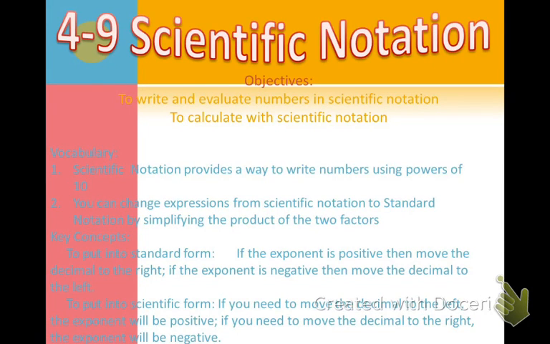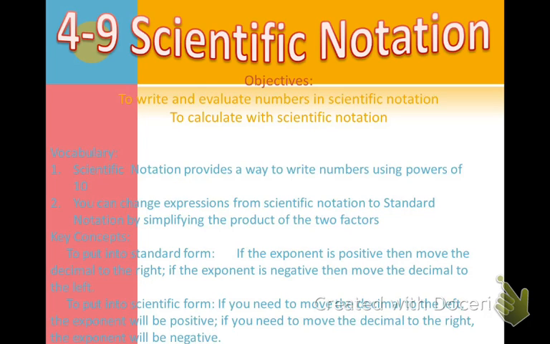Scientific notation. Our objectives are to write and evaluate numbers in scientific notation and to calculate with scientific notation. Scientific notation provides a way to write numbers using powers of 10. The reason why it's called scientific notation is because it's used in science. Scientists writing how far Mars is from Earth, instead of writing out trillions, billions, more than quadrillions, just write it in scientific notation form.